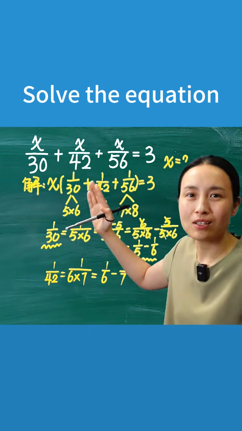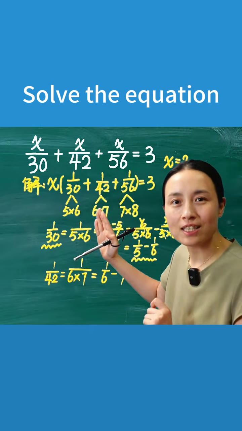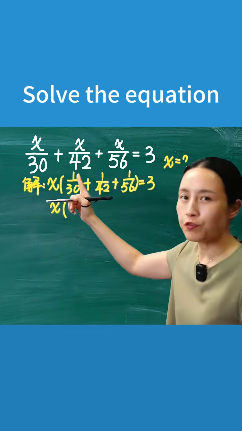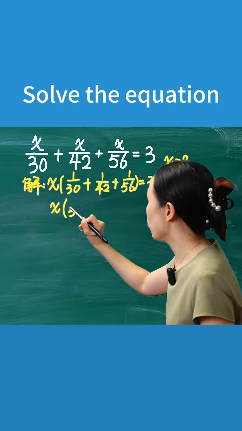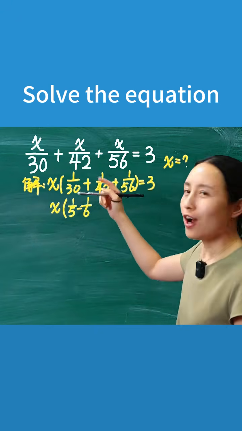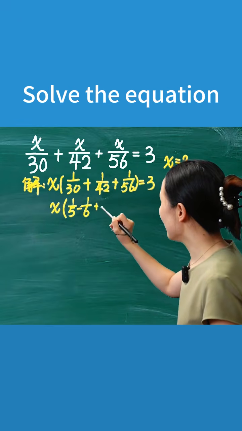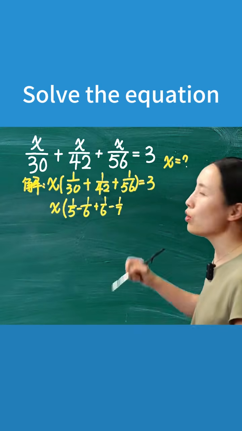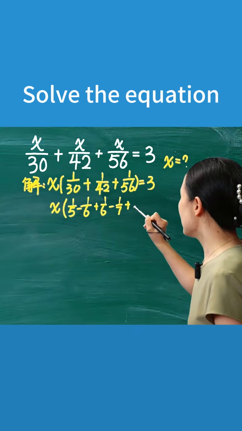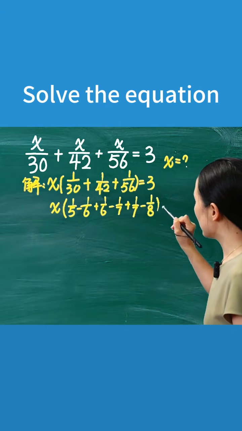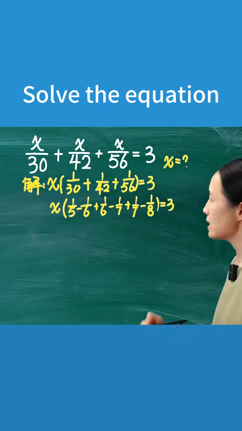At this point, can't we solve it easily? Let's continue writing. For the variable x, we will simply copy it down to start with. Now, looking inside the parentheses, we can break down each fraction. 1/30th becomes 1/5 minus 1/6. 1/42nd becomes 1/6 minus 1/7. And finally, 1/56th becomes 1/7 minus 1/8. When we simplify this entire expression by cancelling out the middle terms, the overall result is equal to 3.